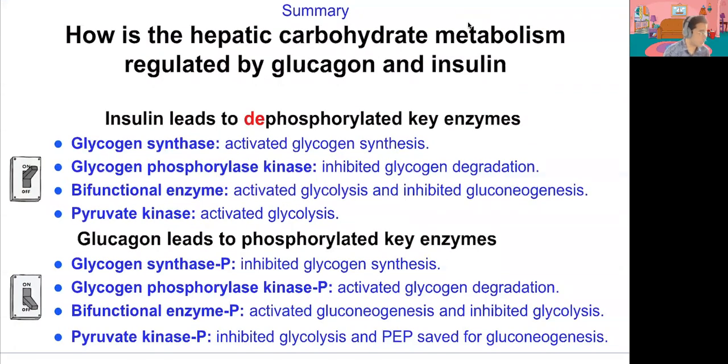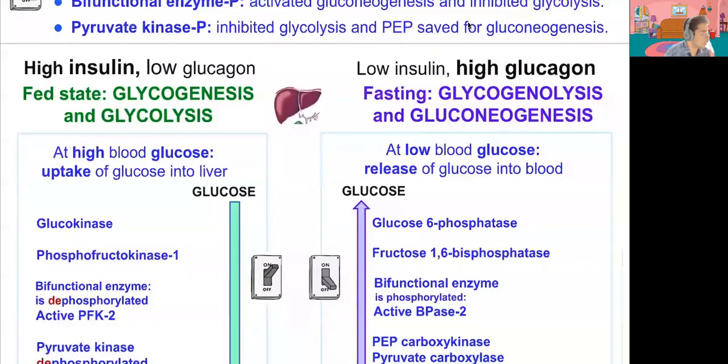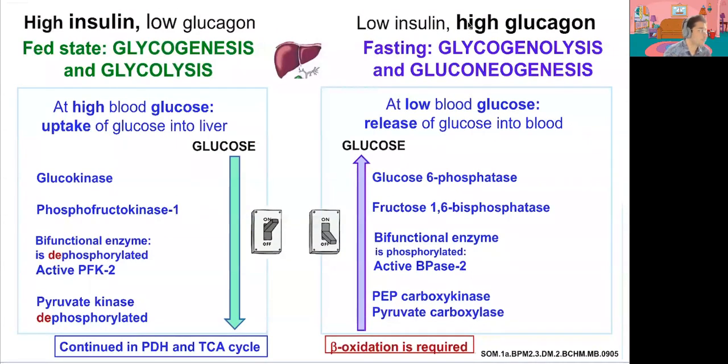Insulin dephosphorylates. Remember, dephosphorylated is the on state. Phosphorylated is the off state, when you're starving. What is it going to do? Glycogen synthase, glycogen phosphorylase kinase, and then bifunctional enzymes, as well as pyruvate kinase. Glucagon is all going to be phosphorylation. Okay, high insulin, low glucagon. Remember, it's a ratio. It's not just something you think about in terms of insulin just being pushed out. It's all a ratio. Everything in our body runs on a ratio system.